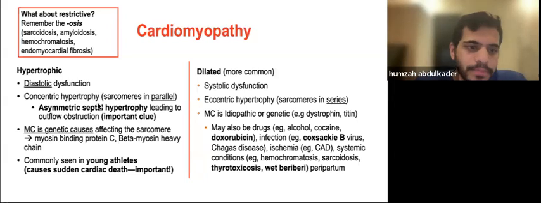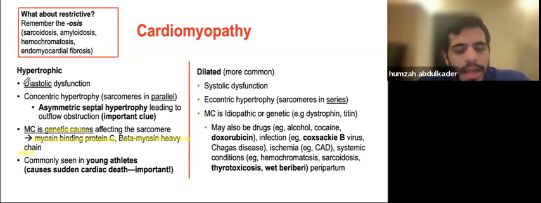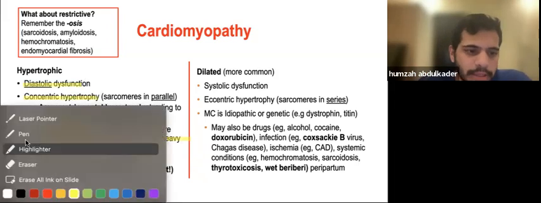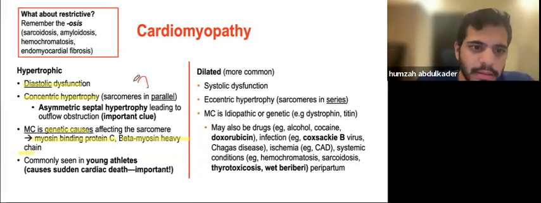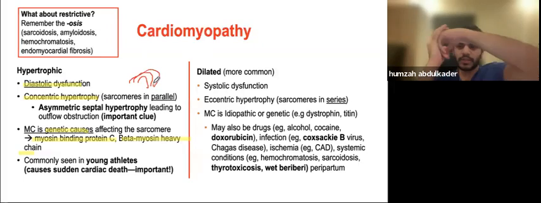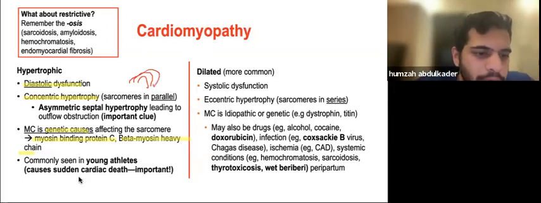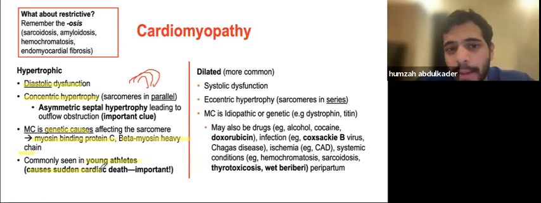The most common cause of hypertrophic cardiomyopathy is genetic. These are the two genes that are high yield to know: myosin binding protein C and beta myosin heavy chain. It is diastolic dysfunction, and what you see is concentric hypertrophy. Now, what does concentric hypertrophy mean? It means that the sarcomeres get added in parallel, one after another like this, and the actual ventricle becomes a bit smaller because of it. It's very commonly seen in young athletes, and it causes sudden cardiac death, which is what happened in our patient.